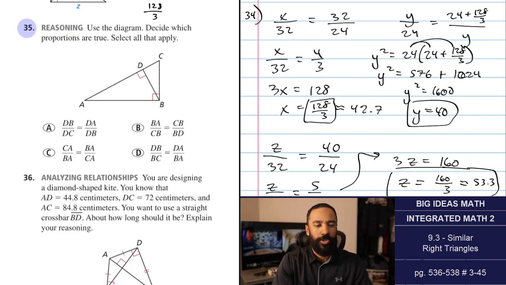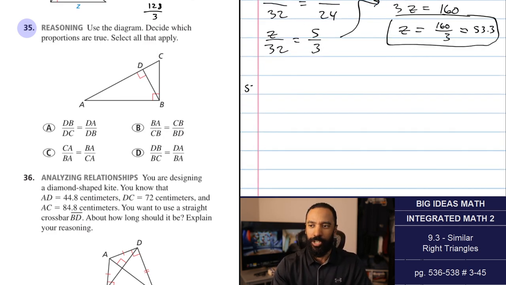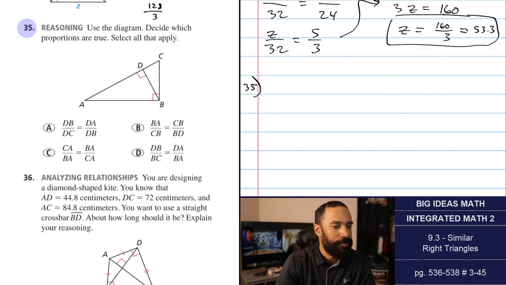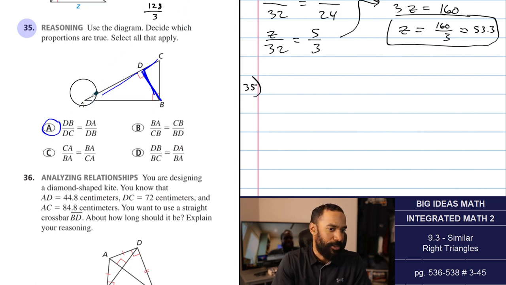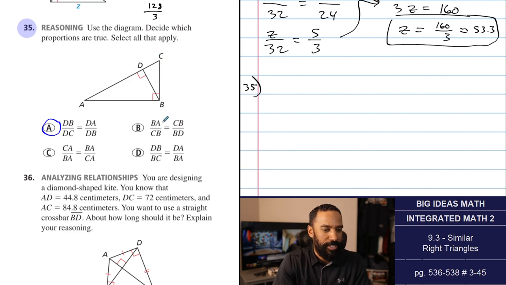All right. Number 35. Use the diagram. Decide which proportions are true. Select all that apply. See, now you don't get geometric means in your way. You could set up a geometric mean and divide like I did earlier in the error analysis problems, but you'd have to know what you're doing. All right, dB over dC equals dA over dB. dB over dC could say something like short leg of medium, short leg of small. dA would be the long leg of the medium, dB would be the long leg of the small. That applies, that's good. By the way, that's also geometric mean. I guess some of these might work if you know your geometric mean stuff. BA over CB, that would be the hypotenuse of the medium, hypotenuse of the small, equals CB. CB is not in the medium triangle, so let's do that again.